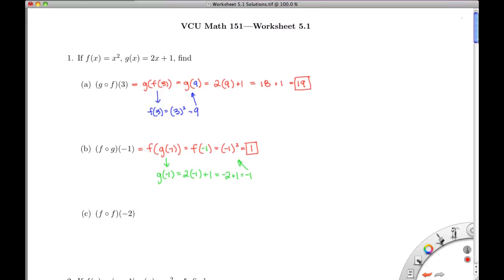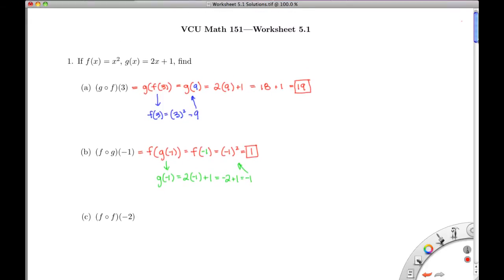All right, so it gets a little bit different here for part C. So here in part C, we're being asked to compose f with itself and then evaluate that at 2. So let's go ahead and give that one a try. So we write this as f of f of 2, which is f of -2. So let's go down here and we'll find f of -2.